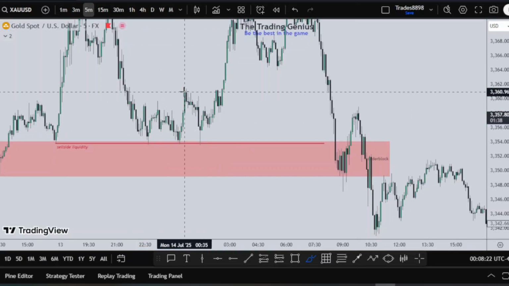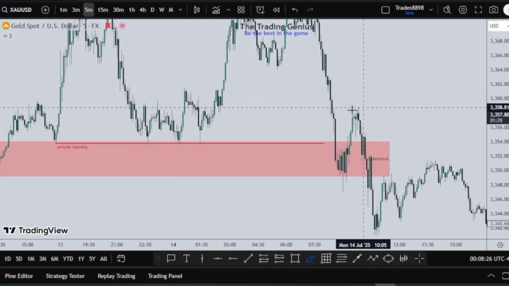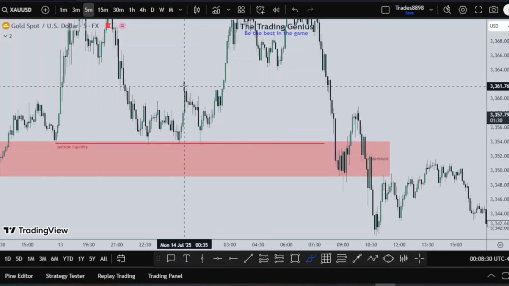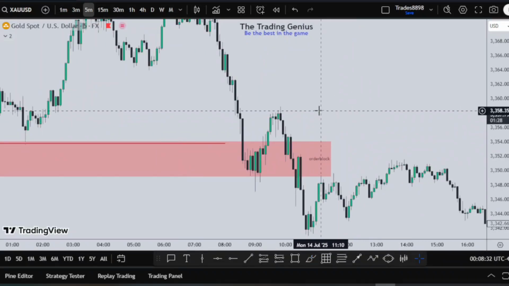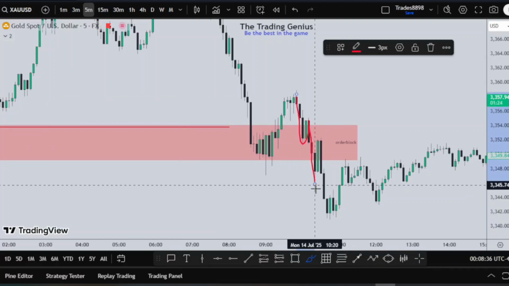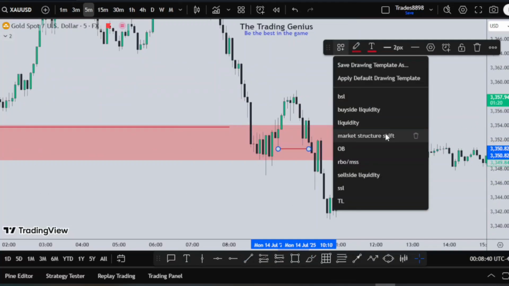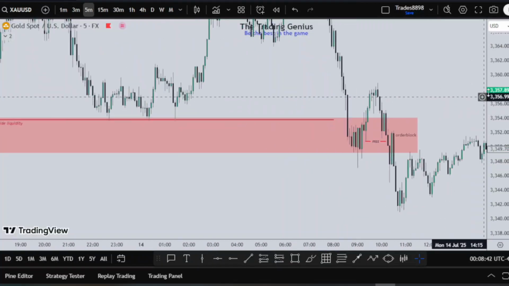This one breaks structure right here, and this one does nothing. It doesn't break any structure. This one goes and breaks structure, but this one, instead of breaking structure to the upside, actually breaks structure to the downside, as you can see right here. So this is a market structure shift, or a break of structure. You see the difference?